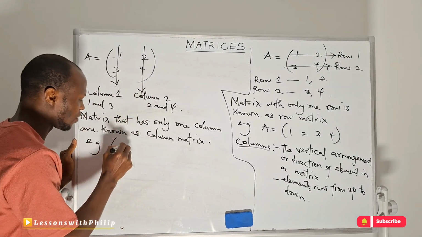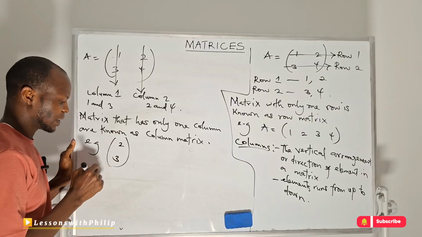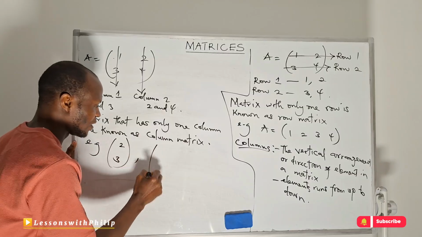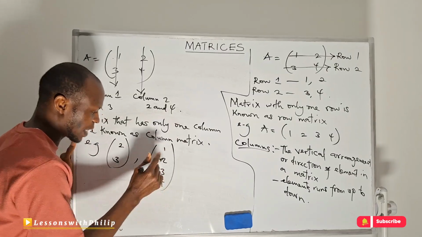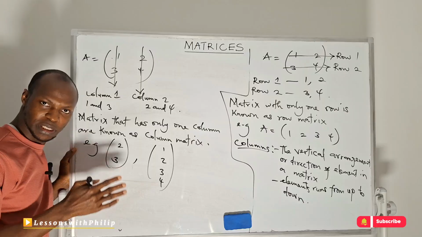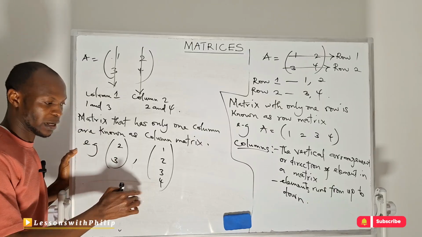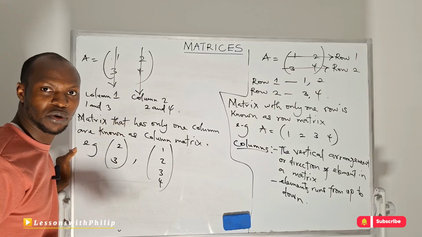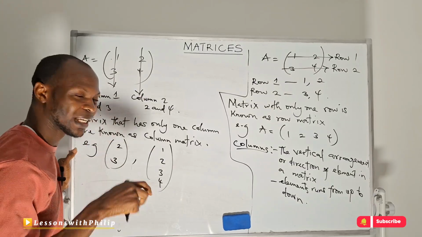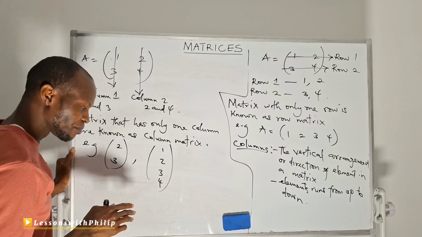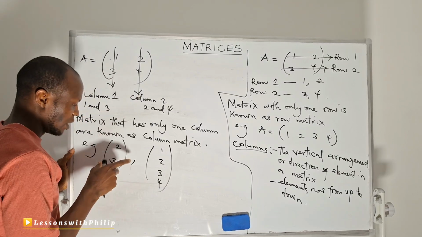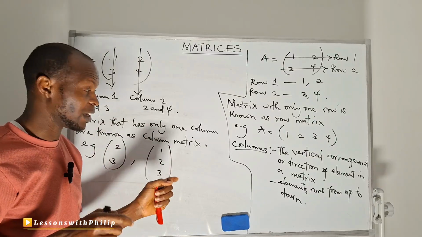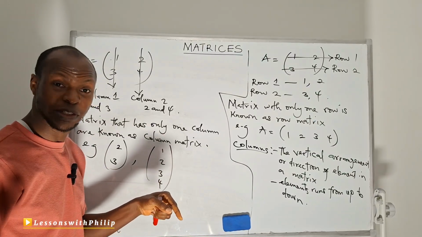Okay, now let me give an example. If I have this kind of matrix, 1, 2, 3, 4, this matrix is an example of a column matrix. It is a column matrix because it has many rows, but as long as there is only one column, such a matrix is known as a column matrix. Please don't mistake this. When you have these kinds of matrices, you should be able to identify them, and the identification of these matrices is what we're going to discuss in our common class.